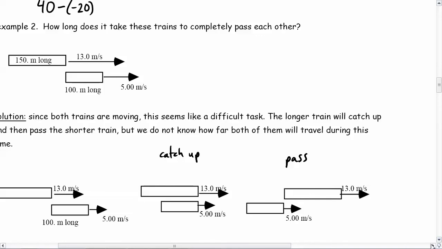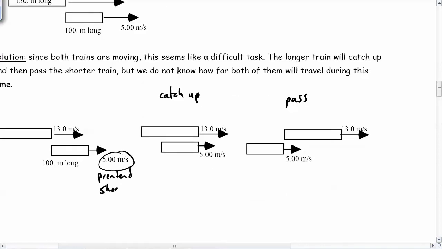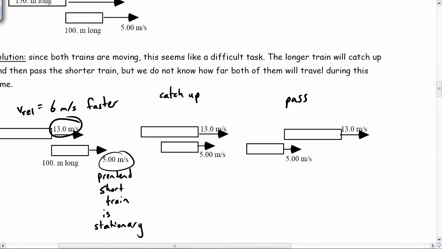It's really hard to tell how far this train is going to move during the time that he's trying to pass. Let's just pretend he's not moving. Pretend the short train is stationary, just standing still. Then this train is actually moving 6 meters per second faster than the other train. That's the relative velocity. So we can pretend he only is going 6 meters per second, and then we just need to figure out how far he needs to go.